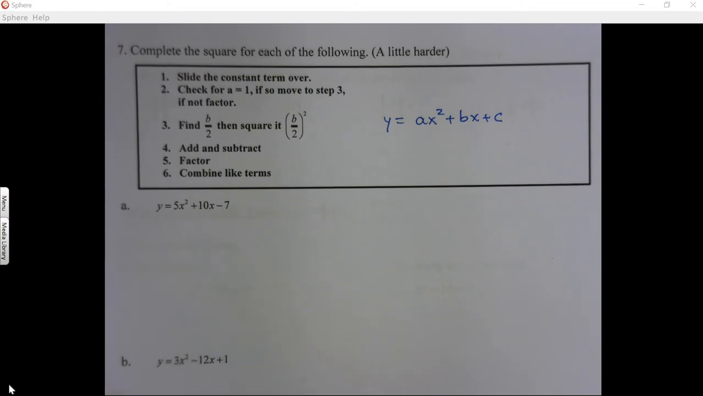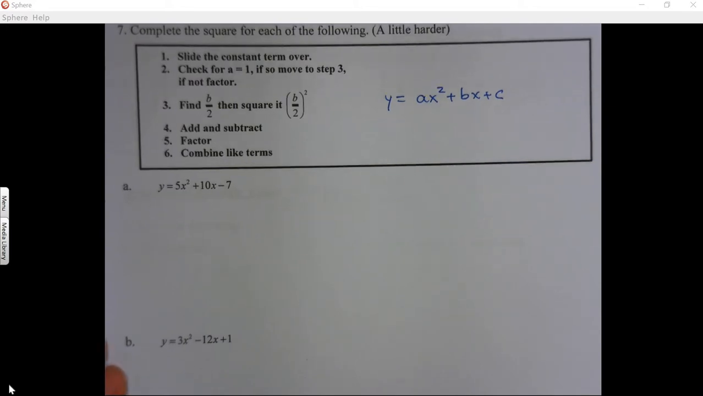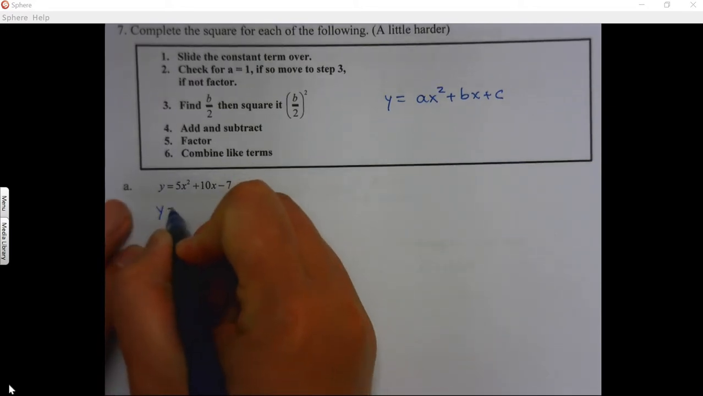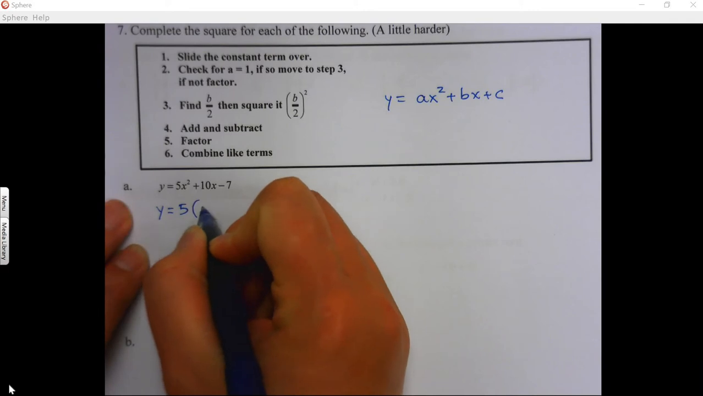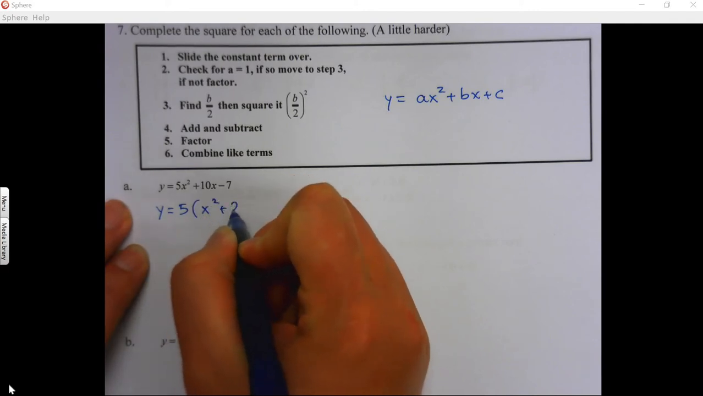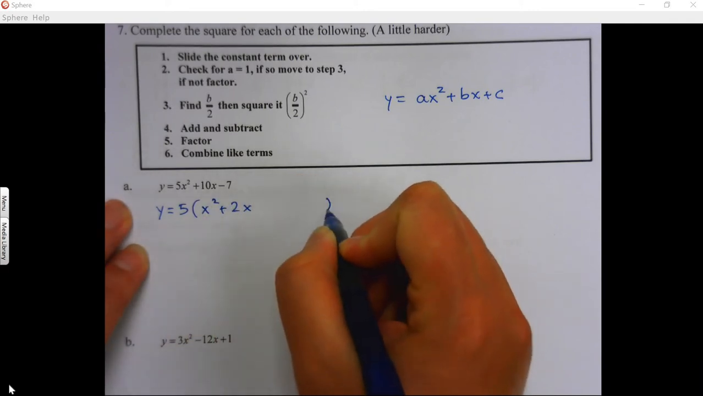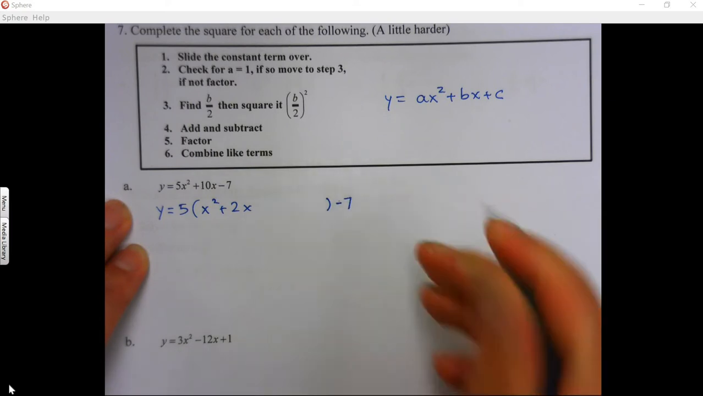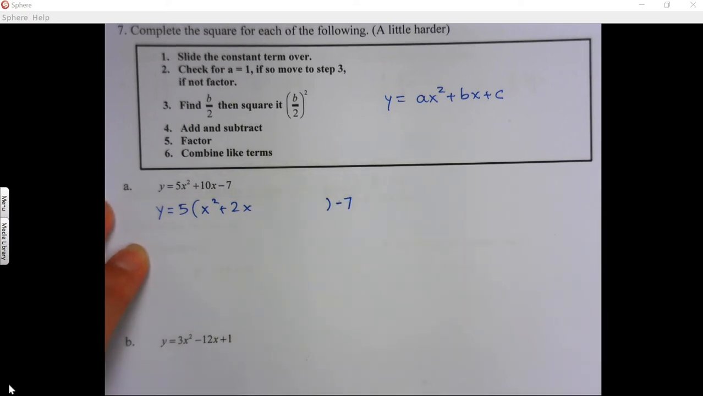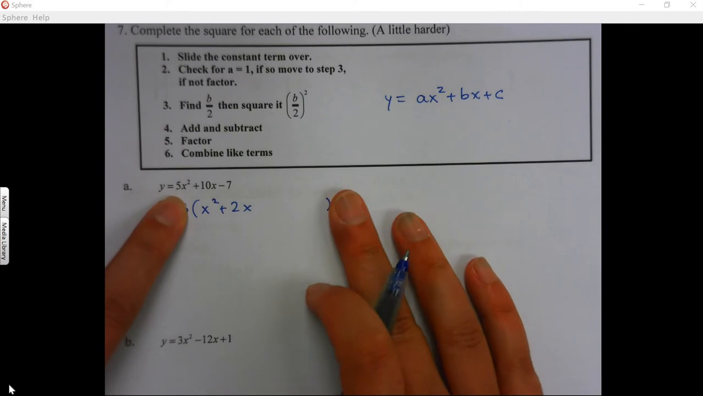So what happens is a little bit different. I'm going to factor the 5 out of the first 2 terms. I repeat, the first 2 terms. I leave a giant space. I have my parentheses and then my minus 7 over here. And so now if I cover this part up and I cover this part up, I am back to the problems that we've been dealing with, the x squared plus 2x.